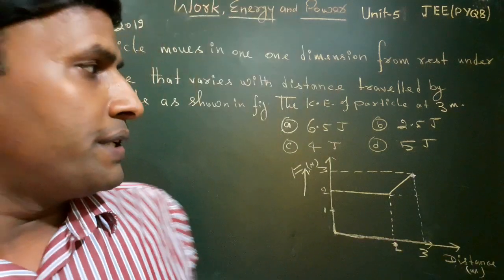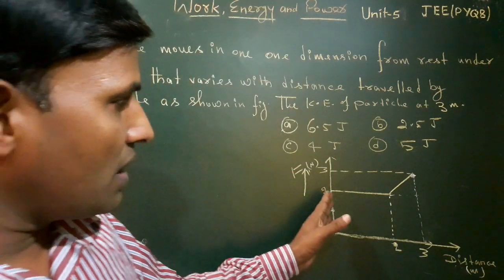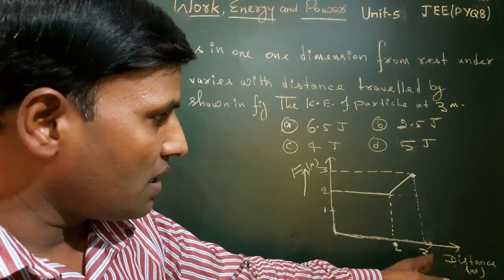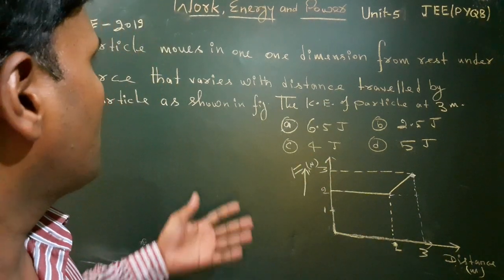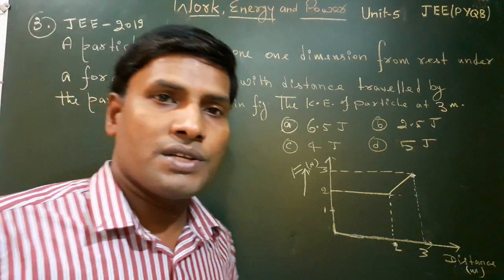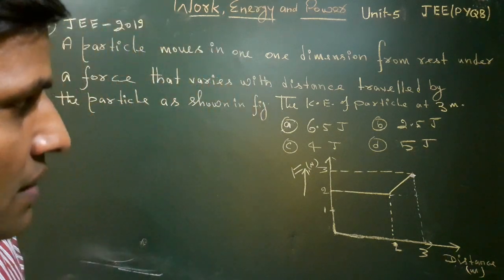So how can you do it? We can calculate acceleration and everything with the help of distance, and you can apply the equations of kinematics, then we can apply the formula half mv square, but not like that.